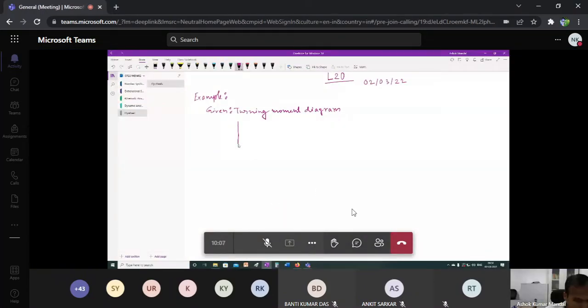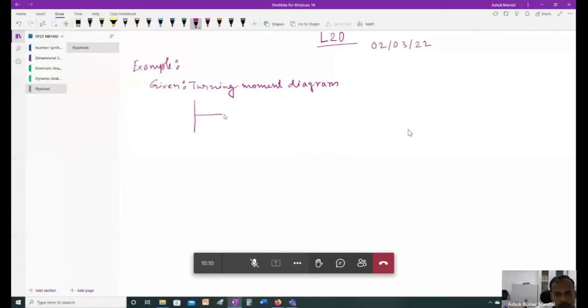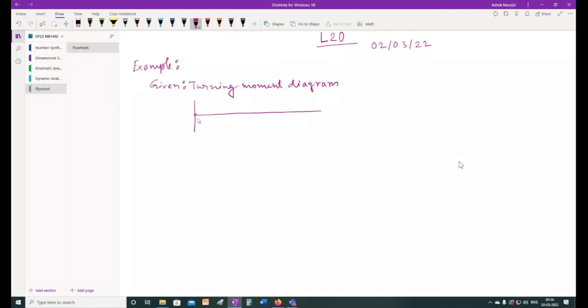Just first draw the diagram. It looks like this. I'm drawing it arbitrarily; I will give you the values. This point is A, B, C, D, E. And this point is H.